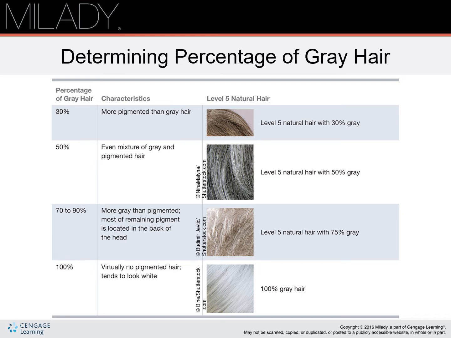See how drastic this looks? So this is the same color with 30%, 50%, 75%, and then 100% gray hair is the bottom photo. There is no pigment in this hair. It looks very, very white.